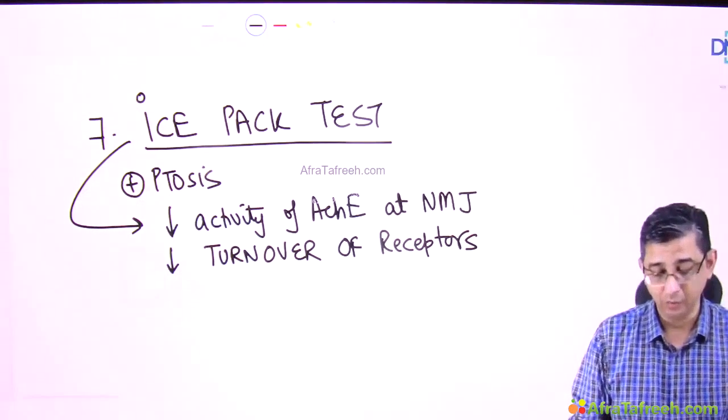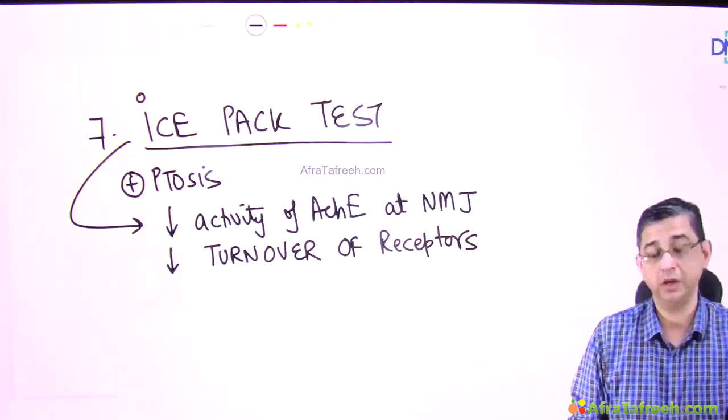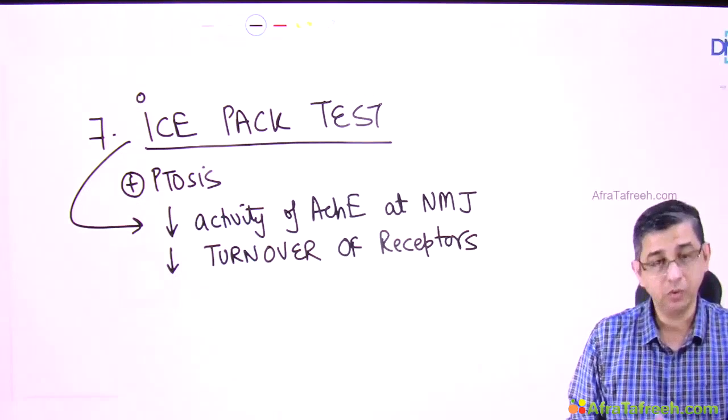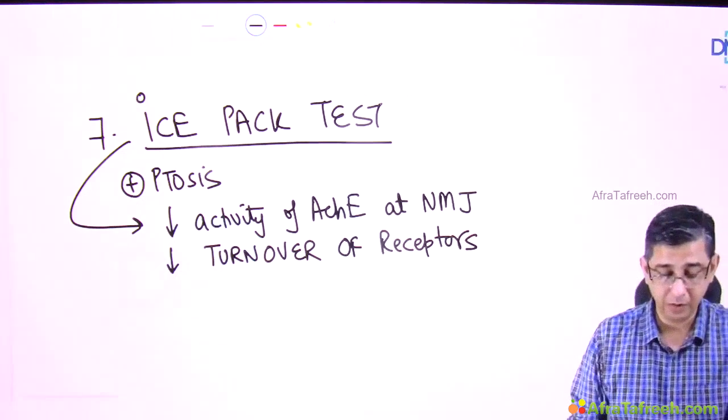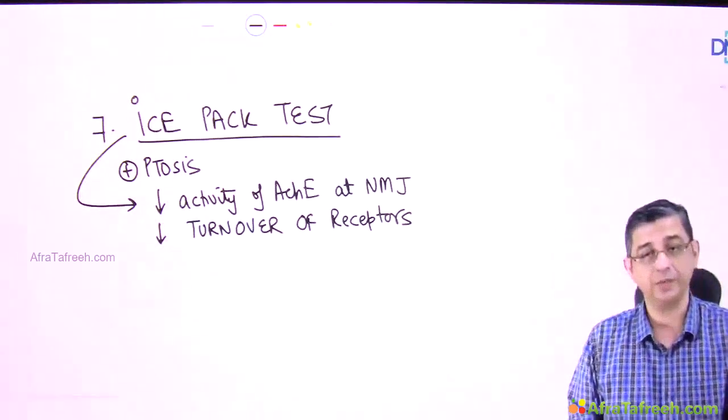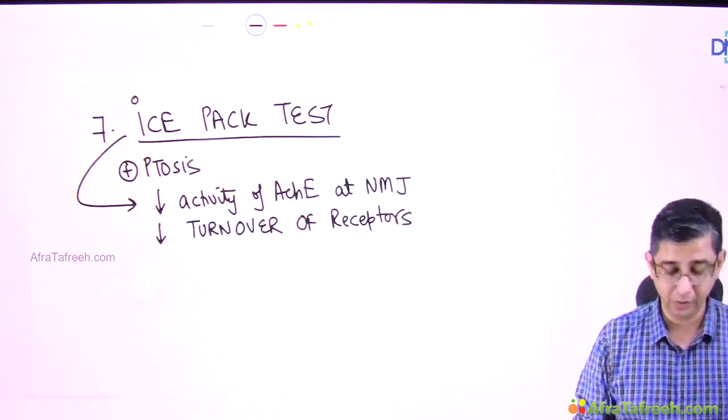I repeat again, more acetylcholine is coming. Why? Because the degradation part is not happening, and there are also more receptors available. So the performance of the muscle will increase as compared to previously. So we do an ice pack test for these patients.